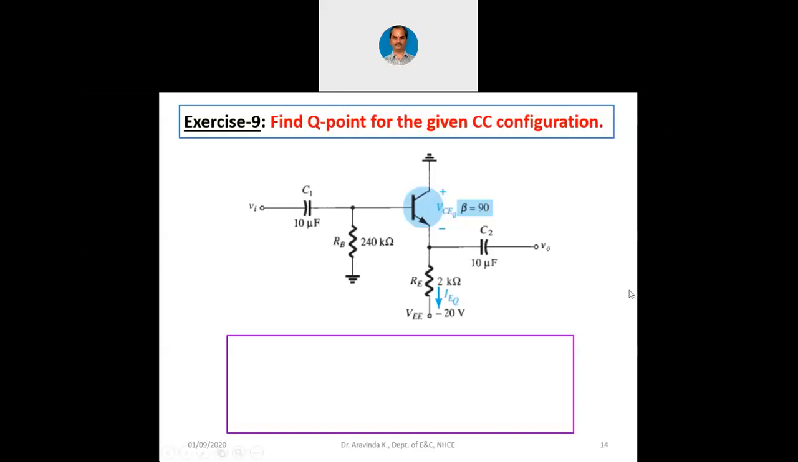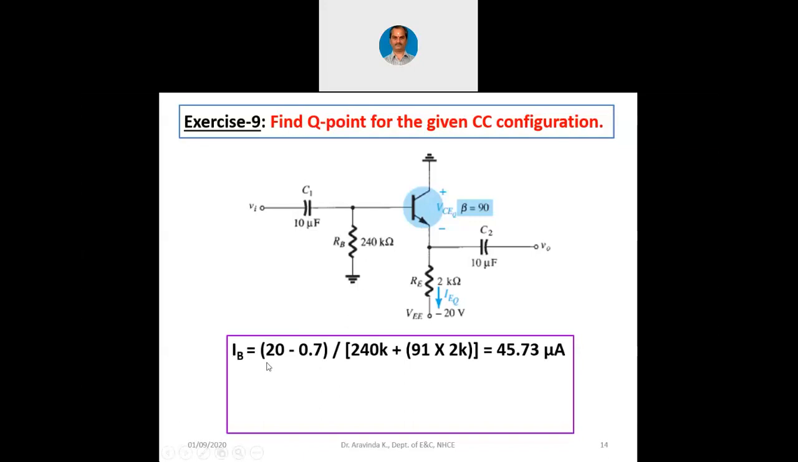Now let us try to solve this exercise. We can ignore C1 and C2 for the time being because right now we are doing only DC analysis. But these capacitors become important when we start performing AC analysis in the future classes. So now let me solve this problem.